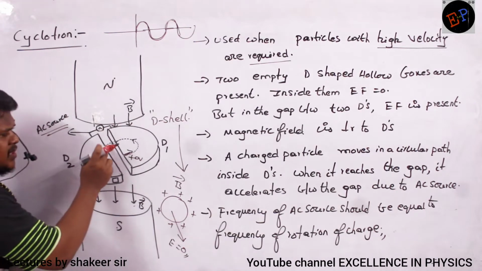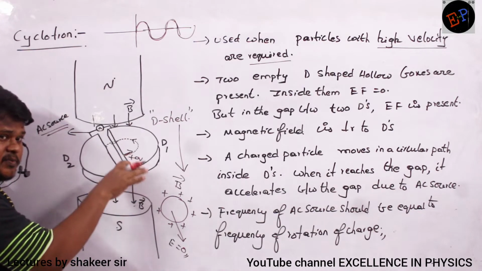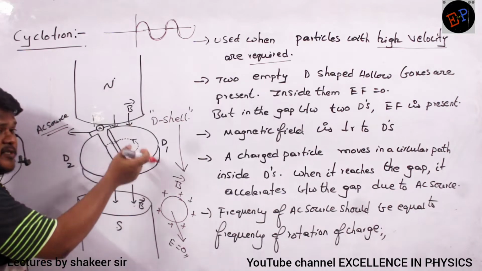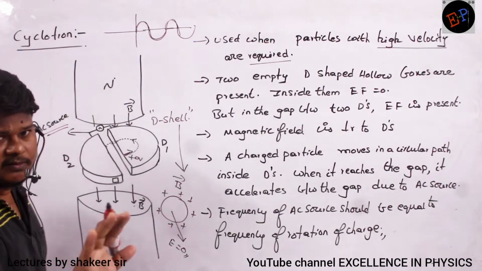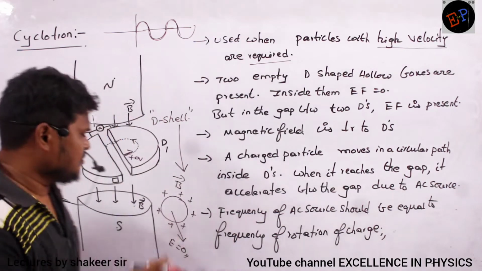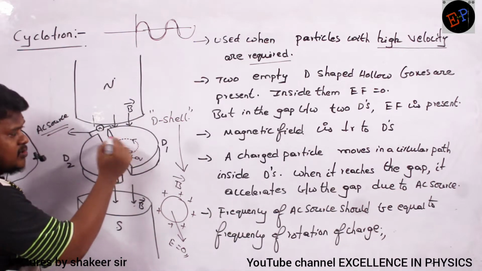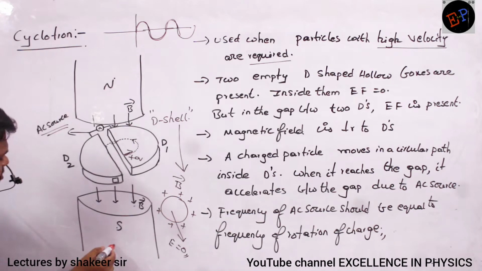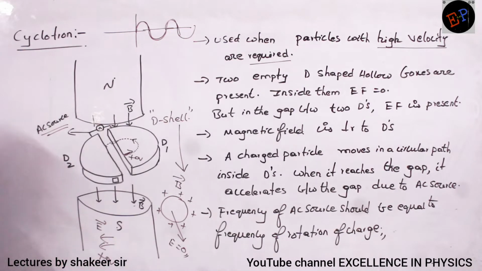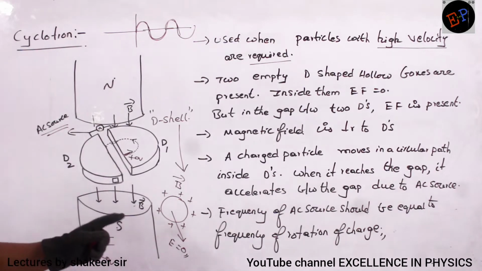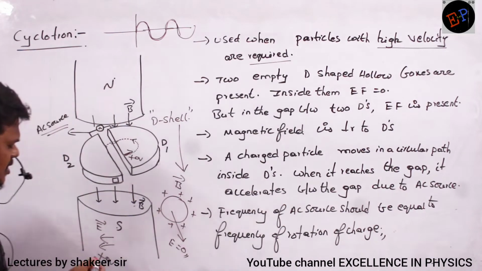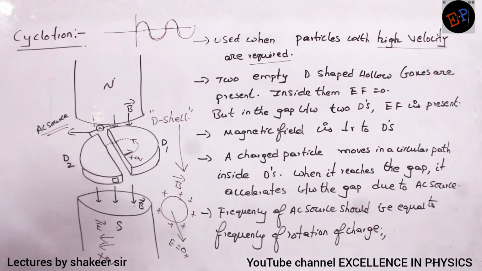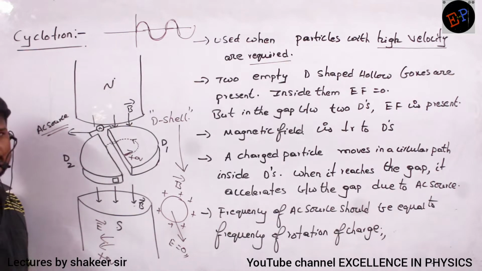Then in this gap the electric field is present. The electric field is absent inside the Ds. But in between the two Ds there is some gap. So when the charge enters the gap, it is now under the effect of the electric field. If the charge is moving in this direction, the electric field also will be in the same direction. In that fashion, we arrange this alternating source of potential difference. The charge is moving in this direction, the electric field is also in the same direction. Now can you say what happens?